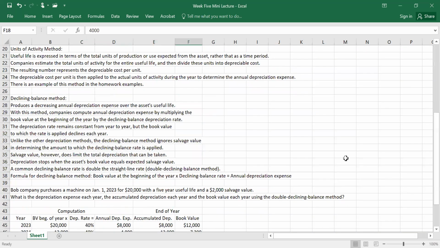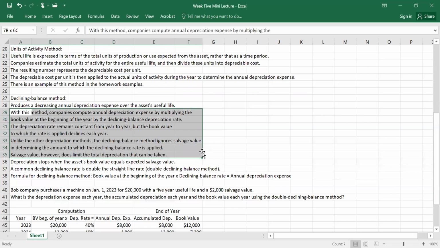Declining balance method. It produces a decreasing annual depreciation expense over the asset's useful life. With this method, companies compute annual depreciation expense by multiplying the book value at the beginning of the year by the declining balance depreciation rate. The depreciation rate remains constant from year to year, but the book value to which the rate is applied declines each year. Unlike other depreciation methods, the declining balance method ignores salvage value.